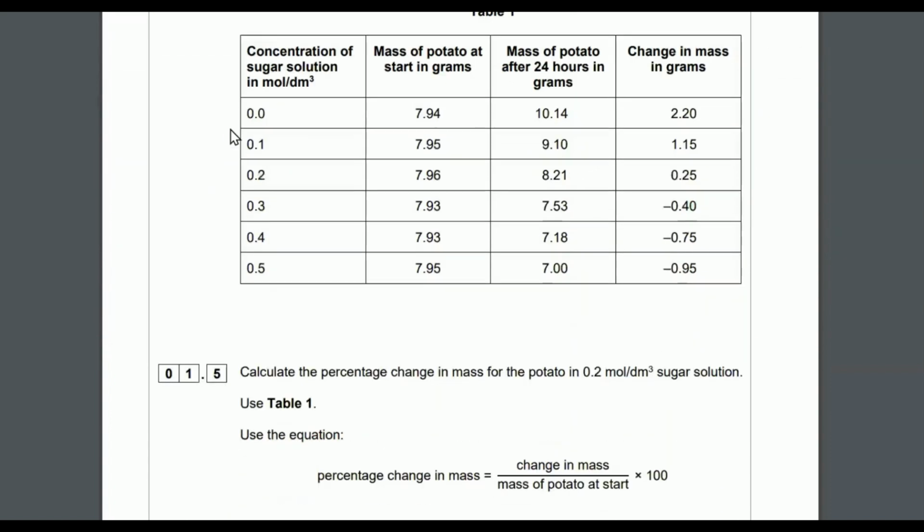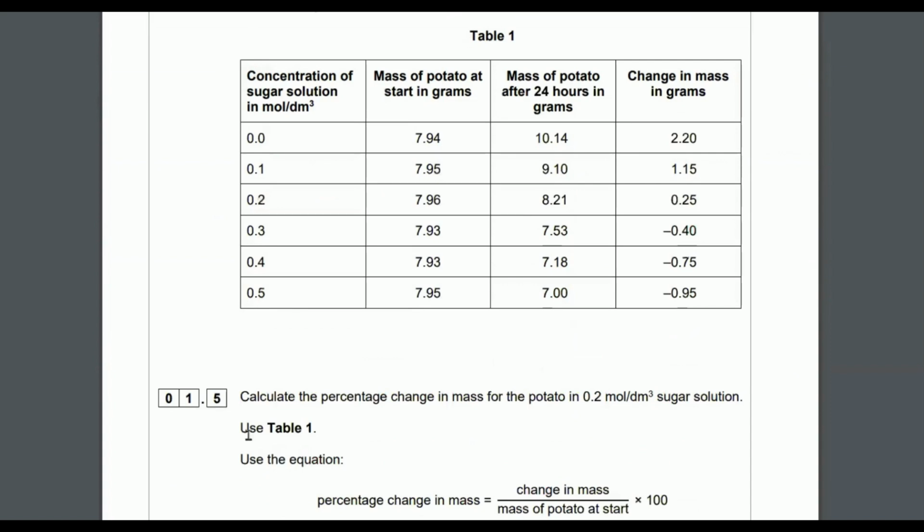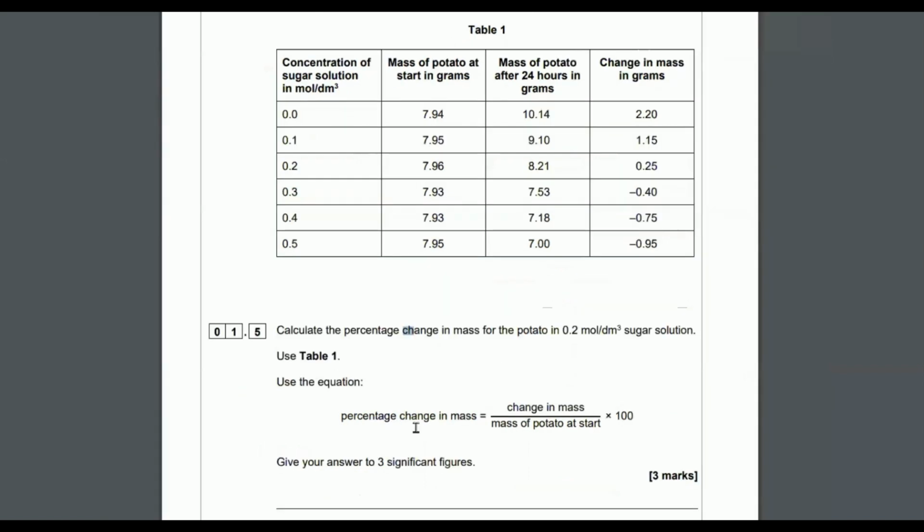Now let's go to the next question. Table 1 is repeated below. Calculate the percentage change in mass for the potato at 0.2. So here we're looking at this column here. And it says use the equation percentage change in mass is equal to change in mass over the mass of the potato at the start times 100. Give your answer to 3 sig fig. So what we're looking at here is the 0.2 row of results. They want the change in mass over the mass of the potato at the start times 100.